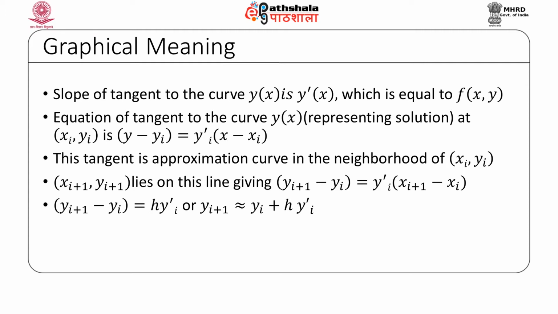And if in this straight line I put x equal to xi plus 1, I am estimating the y value of the point on this tangent, which is drawn to the curve at the point (xi, yi). So I put x equal to xi plus 1. The right side becomes yi dash into h, and if I take yi to the right side, it is yi plus h yi dash. This is the estimate of yi plus 1.